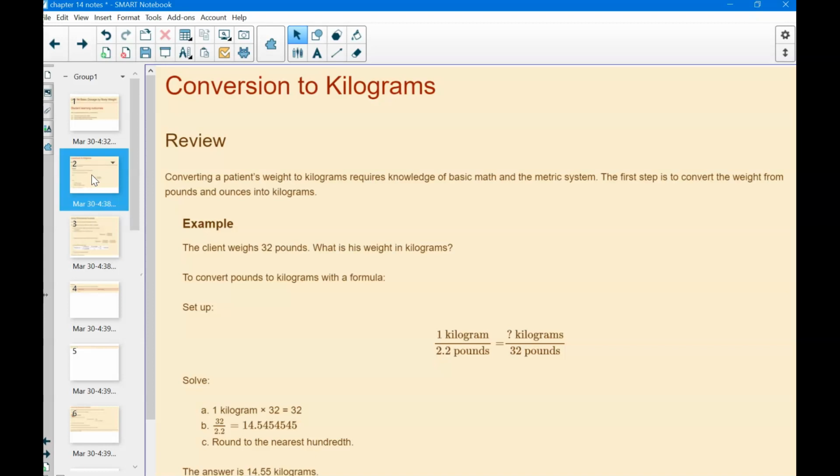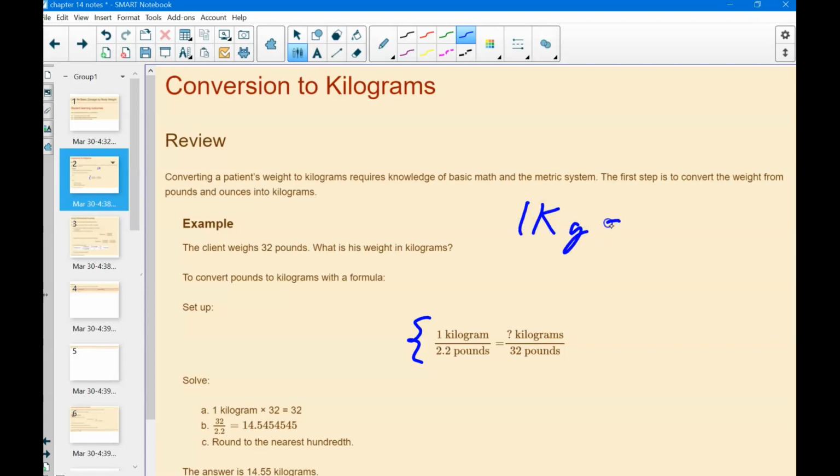So first thing is going to be converting pounds to kilograms. So as you can see here, what they've done first, they set it up as a ratio, and that's fine. You can still use ratios, but I prefer to use dimensional analysis, as you all know. So we want to set up a ratio. First thing you need to know is that in 1 kilogram, there are 2.2 pounds. That's our equivalent statement. So we would write it like this: 1 kg is equal to 2.2 pounds.